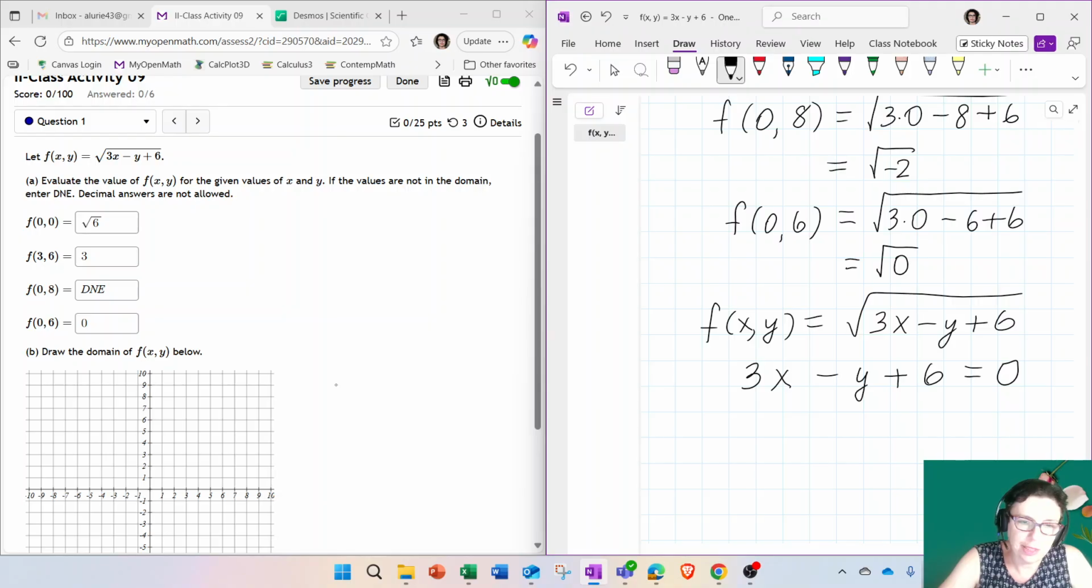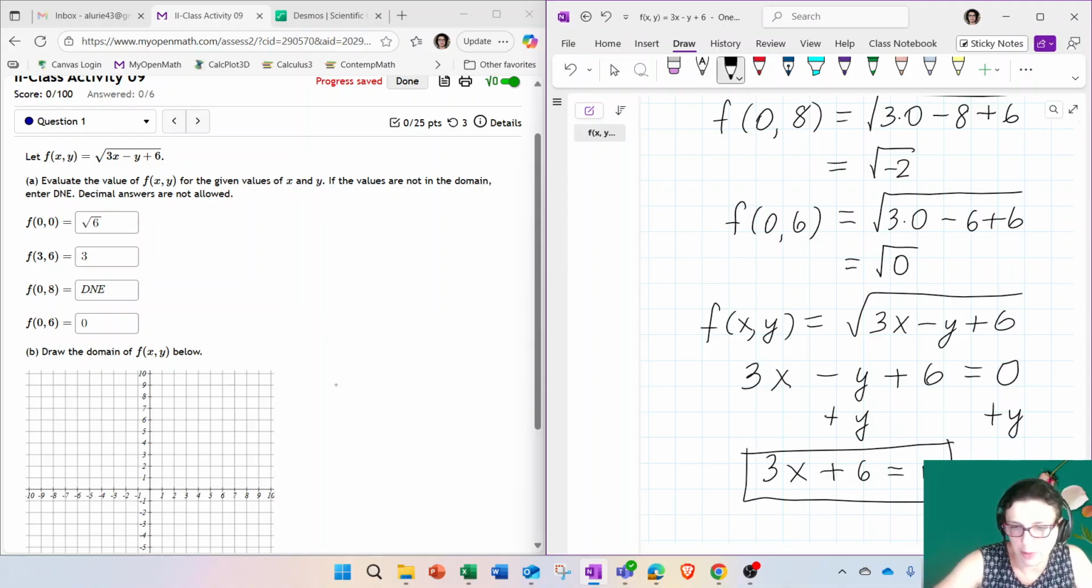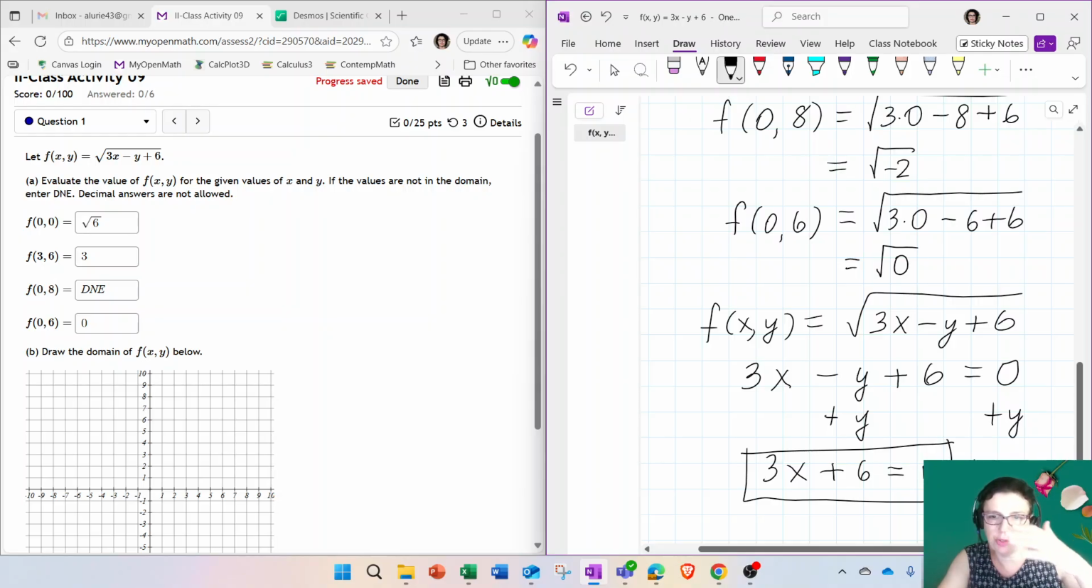Now, this is actually a line. And you can see that because x is not squared, y is not squared. And that means it's going to be a line. So if I were to add y to both sides, I'm going to wind up with 3x plus 6 equal to y. So your step number one is to graph the boundary. This is the boundary of the domain, because the domain will be separated with values at 0.